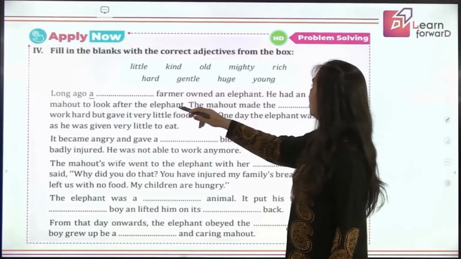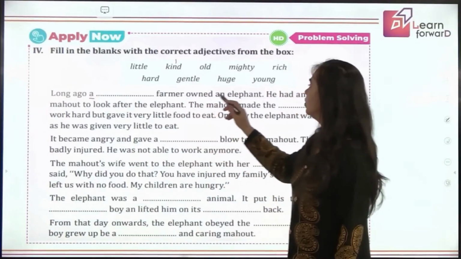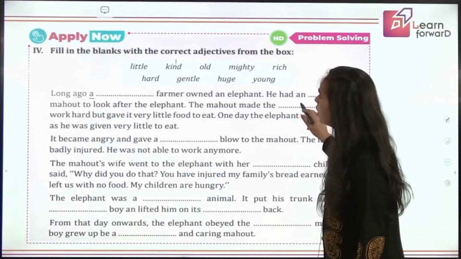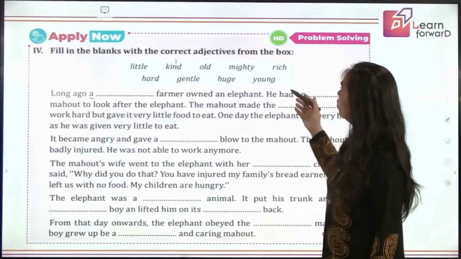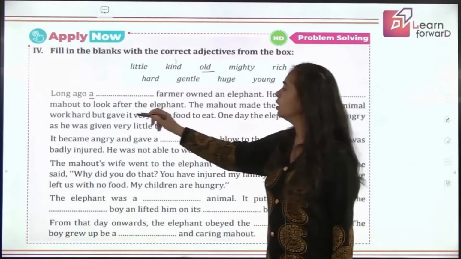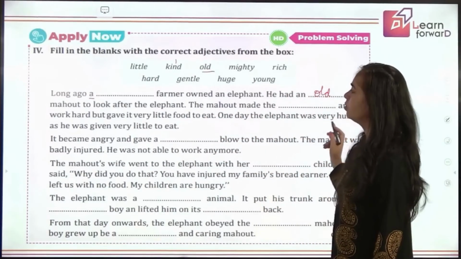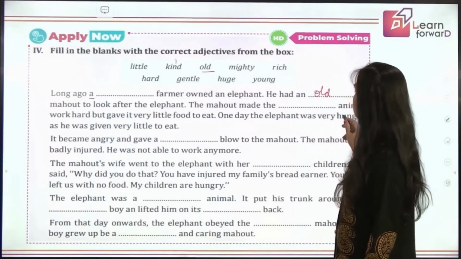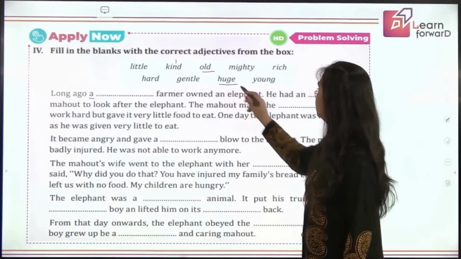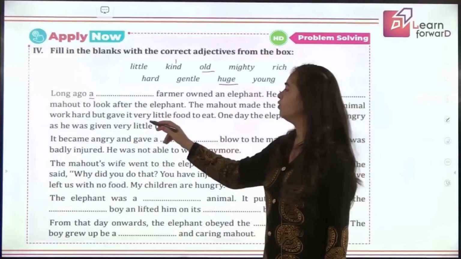Long ago, a kind, let us say, a kind farmer owned an elephant. He had an mahout to look after it. He had an, oh, only old can go here. So this is perfect. An old mahout to look after the elephant. The mahout made the dash animal work hard. So the elephant is a huge animal. We can write here huge, isn't it? So the mahout made the huge animal work hard but gave it very little food.